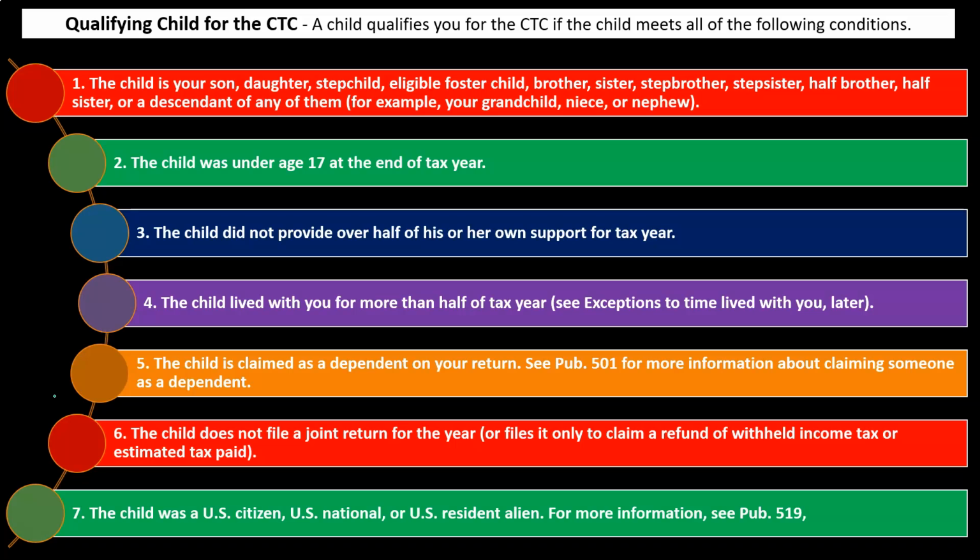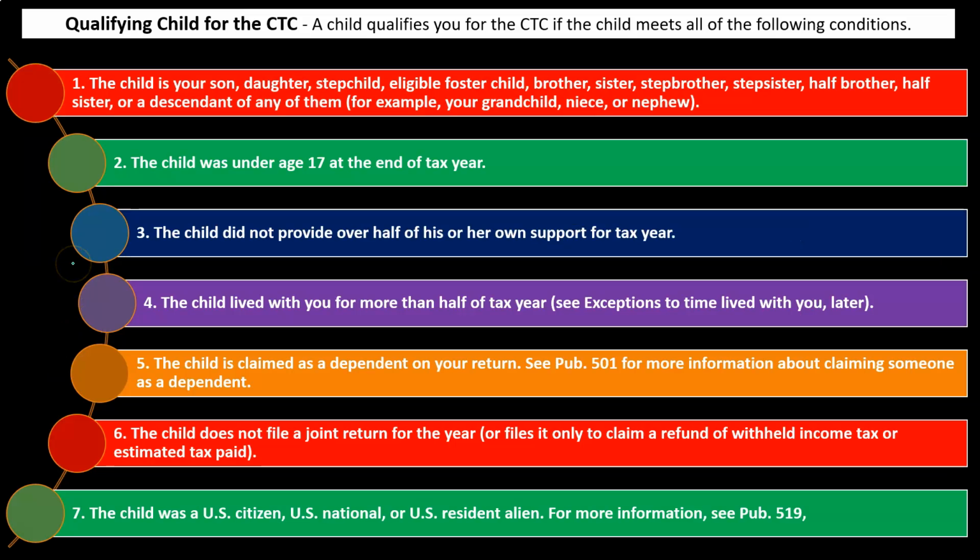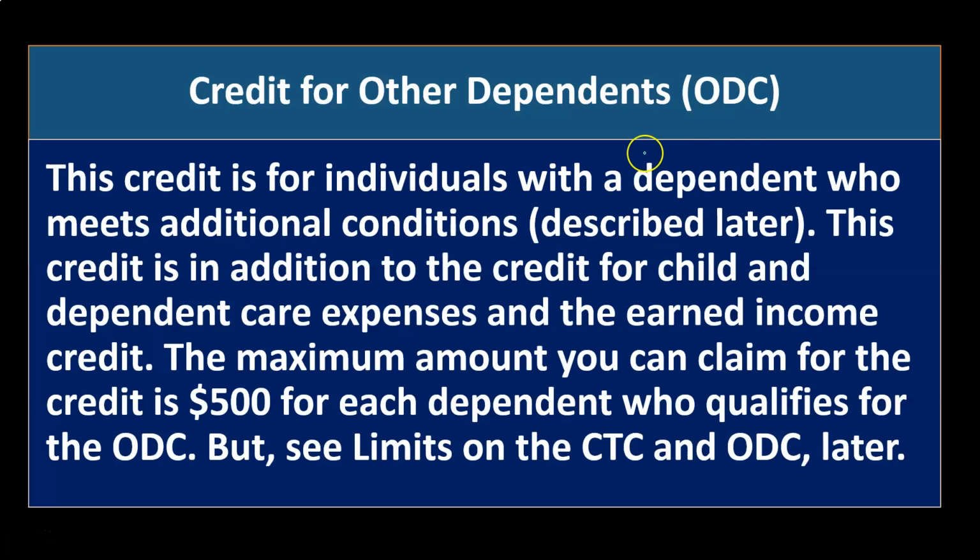under unusual circumstances. And then 7, the child was a U.S. citizen, U.S. national, or U.S. resident alien. For more information there, you can see Publication 519. So if they don't qualify for the CTC, the child tax credit, then you go on to the ODC, which is the credit for other dependents.